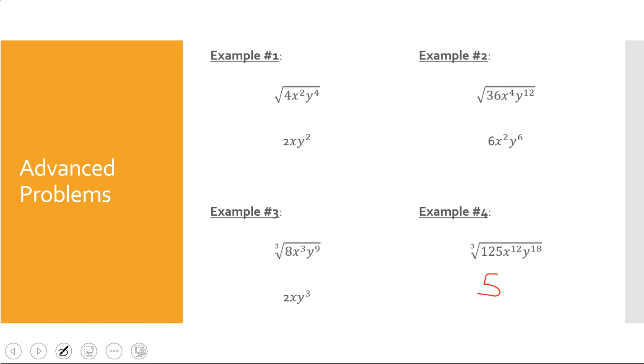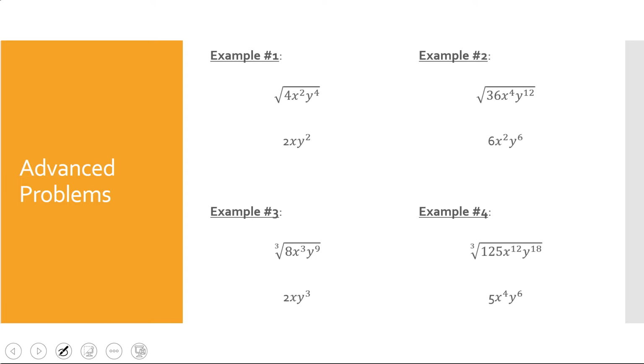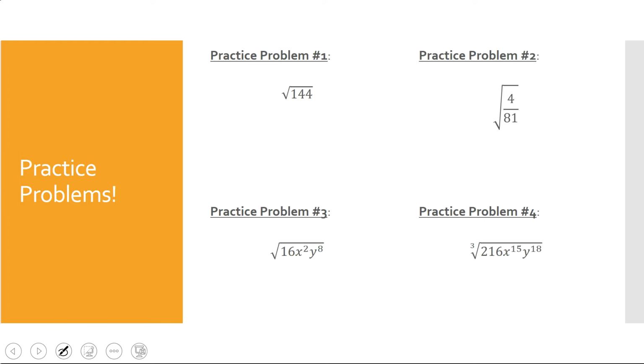Well, again, you could just use the cheat and go 12 divided by 3 is 4, so I've got x to the 4th. And if we want to use the cheat on this one as well, 18 divided by 3 is 6, so I get y to the 6th. And that's just talking about how many groups of x's and y's are within that cube root. All right, you've got a few problems right now to try on your own, so try those and make sure you input those answers into Edpuzzle.